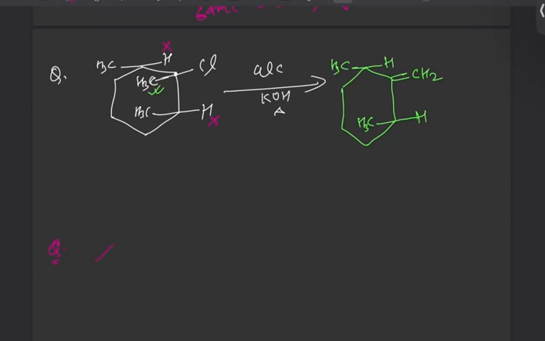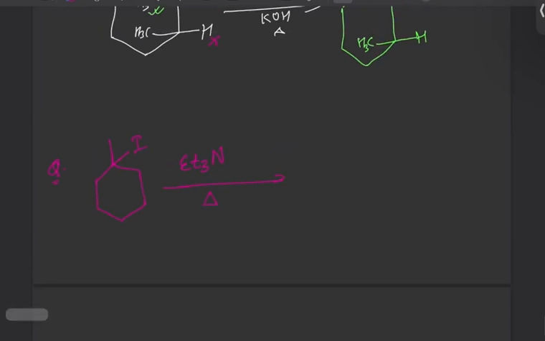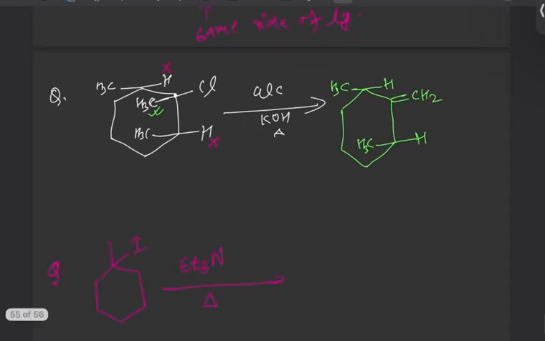One more question. If there is this and there is iodine, now I am saying there is Et3N and heat. Now tell me, what should be the product? Who will tell me what should be the product? Yeah, right.